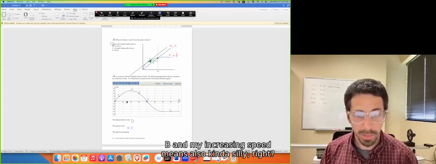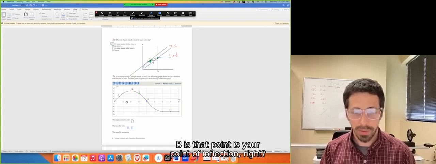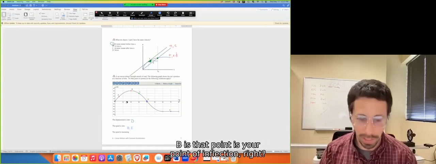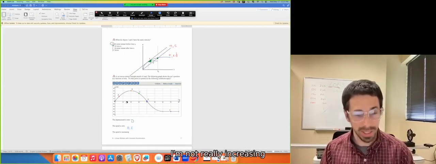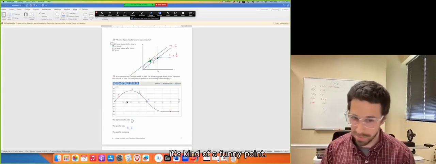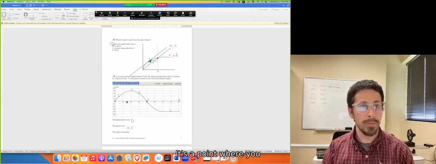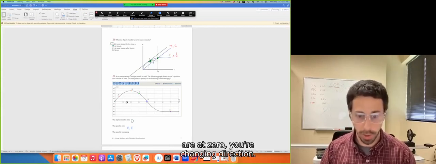B, let's see, am I increasing speed? B is also kind of silly. You're slowing down, then you're speeding up. B is your point of inflection. I'm not really increasing my speed, because before I was slowing down and after I'm speeding up. It's kind of a funny point. That's why it's a point of inflection. It's a point where you are at zero and you're changing direction.